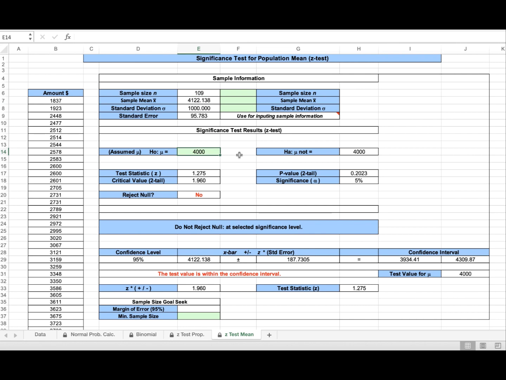We might wrongly conclude that spending therefore has increased. However, it's very likely that we get a sample mean of 4122 or more when the population mean is 4,000. Remember, our p-value measures the probability of getting our sample mean by luck, assuming the null hypothesis to be true. In other words, about 1 in 5 samples of 109 can give us a sample mean like ours when 4,000 is perfectly true and correct.